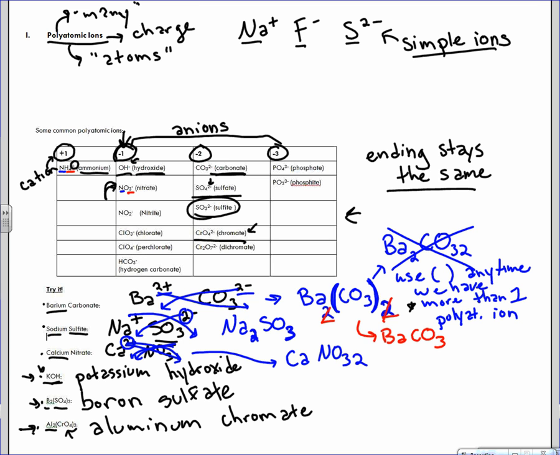So remember that we don't just write NO3 because then it looks like we're saying we need 32 oxygens, and that's not right. We put parentheses around our nitrates. This is that rule in action again. We use parentheses anytime we have more than one polyatomic ion. And this is a case that we do. We have 2 nitrates, so that's why we need those parentheses there. All right, so that is polyatomic ions, and we will continue working on this in class tomorrow.